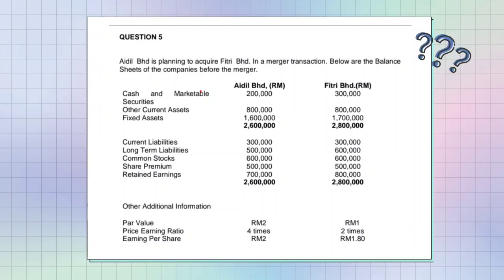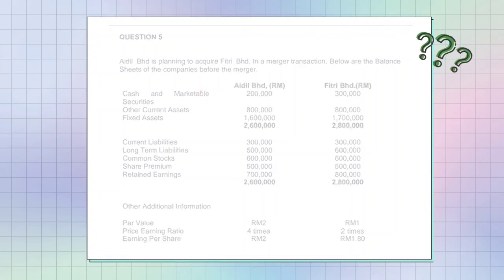I will explain question 5, which is under the topic merger and acquisition. Aidil Berhad is planning to acquire Fitri Berhad. In a merger transaction, below are the balance sheets of the companies before the merger.